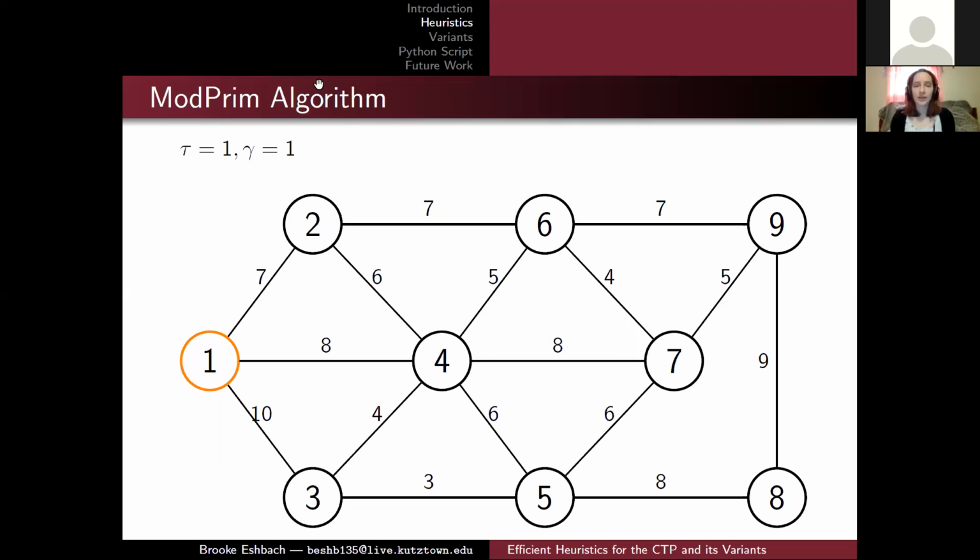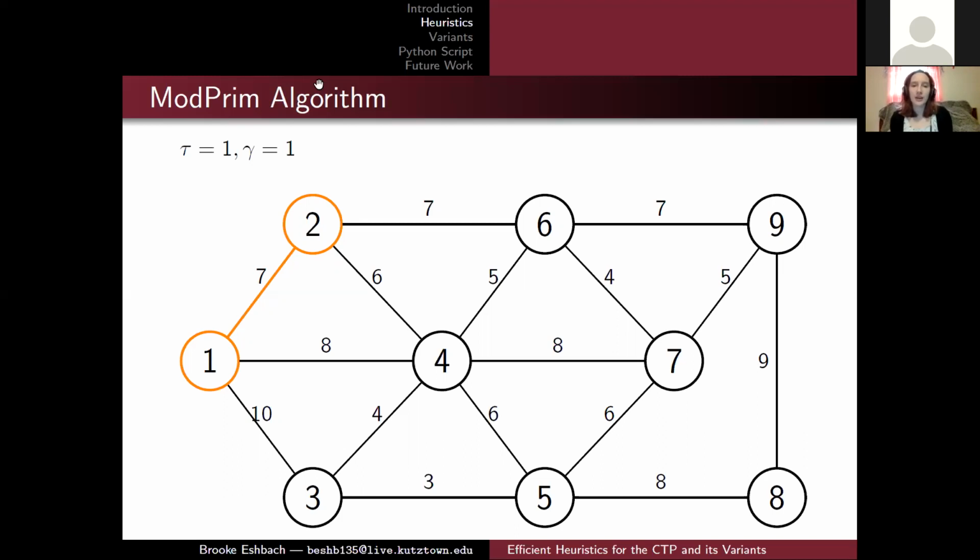and 1 to 3. So for edge 1 to 2, our cost function would be 7 times 1 plus 7 times 1, which is 14. For 1 to 4, it's 8 times 1 plus 8 times 1, which is 16. And for 1 to 3, it's 10 times 1 plus 10 times 1, which is 20. So 14 is the smallest of those three numbers. So we're going to pick edge 1 to 2 and put in that edge and vertex 2. So now our solution looks like this.